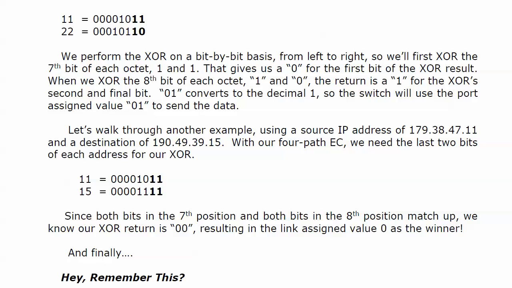That's the one that's going to be taking data from 179.38.47.11 to 190.49.39.15. Again, very important to note that when everything remains the same as far as your addressing goes, address flows from A to B are always going to go over the same link in the Ether channel. That's all there is to it. It takes a little bit of practice. I'm going to show you how to change that and check in just a moment.